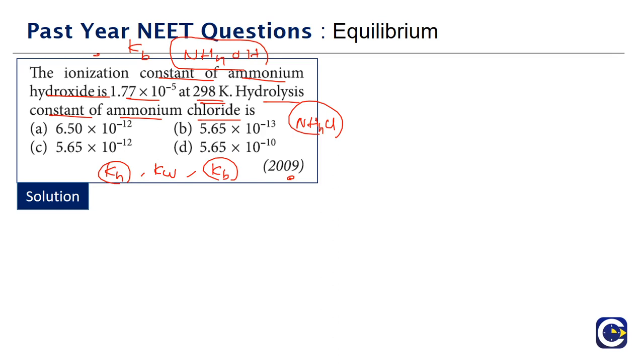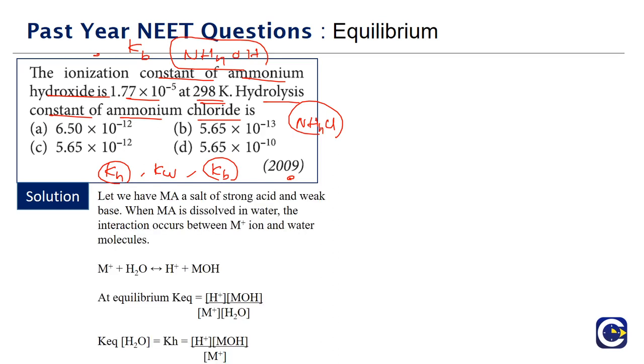Just in case you are not able to recall the formula, we will quickly derive it, and in further questions we will try to use this formula. So look at this. Let's say we have a salt MA, which is a salt of a strong acid and a weak base.